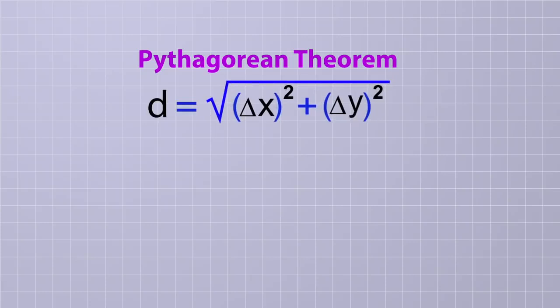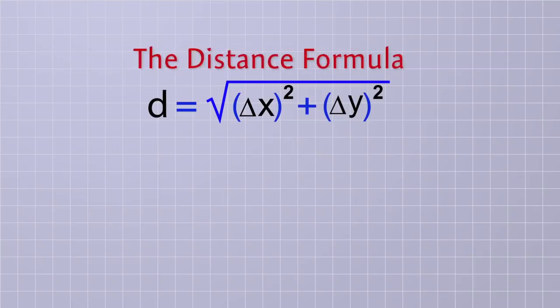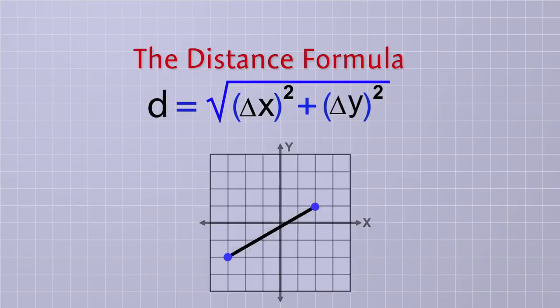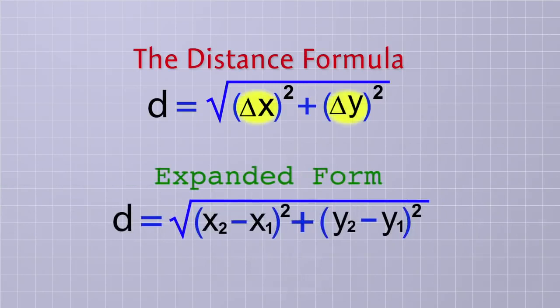This special form of the Pythagorean theorem is usually called the distance formula in algebra because you can use it to find the distance between any 2 points on the coordinate plane. And just like with the slope equation, you'll often see it in expanded form, where the delta x and delta y are written out as the subtractions x2 minus x1 and y2 minus y1.